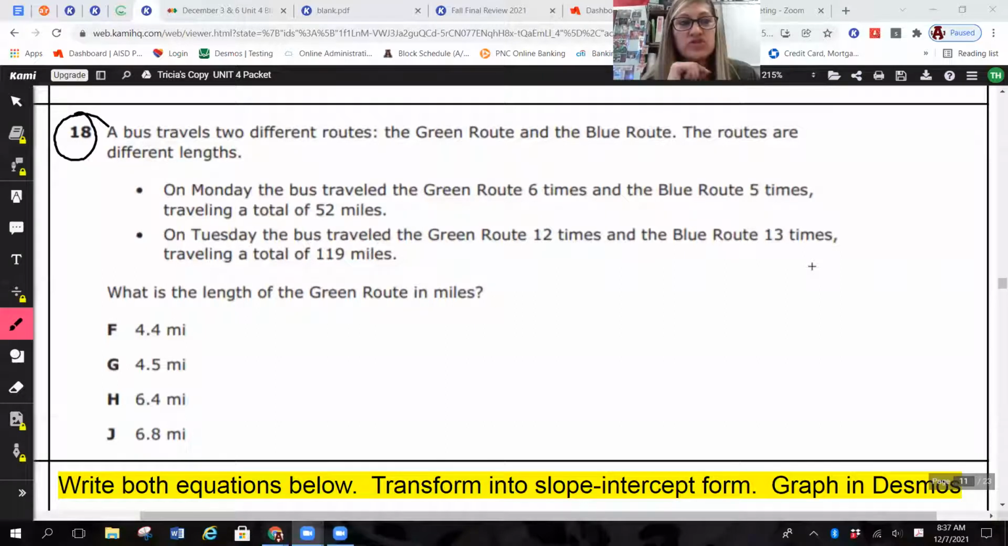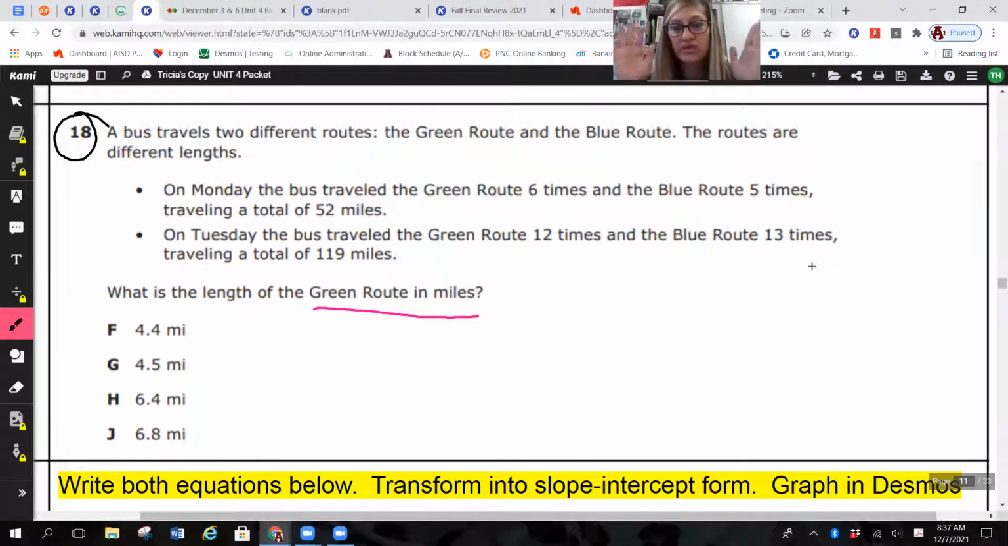Question 4 is star question number 18 from one of the years. A bus travels 2 different routes. We've got the green route, we've got the blue route. The routes are different lengths. On Monday, the bus traveled the green route 6 times, the blue route 5 times, traveling a total of 52 miles. But on Tuesday, the bus traveled the green route 12 times and the blue route 13 times, traveling 119 miles. What is the length of the green route? It only cares about the green route.